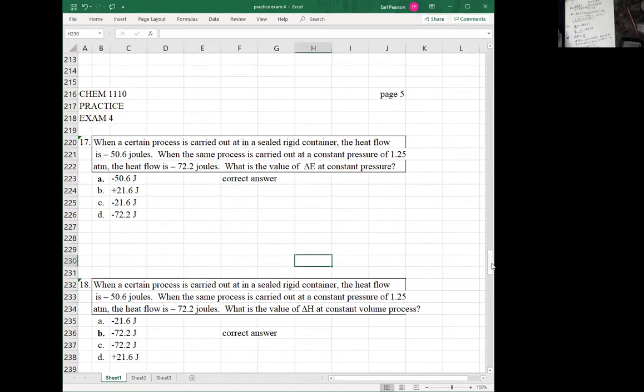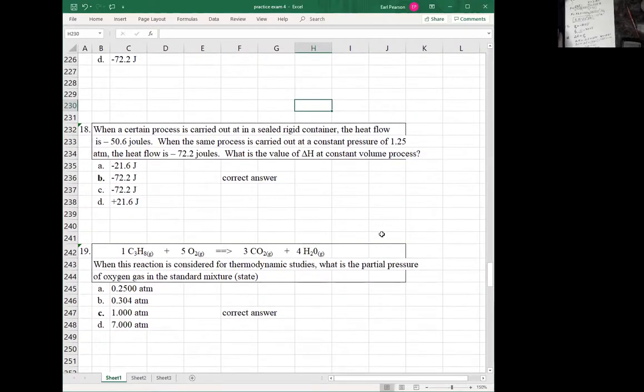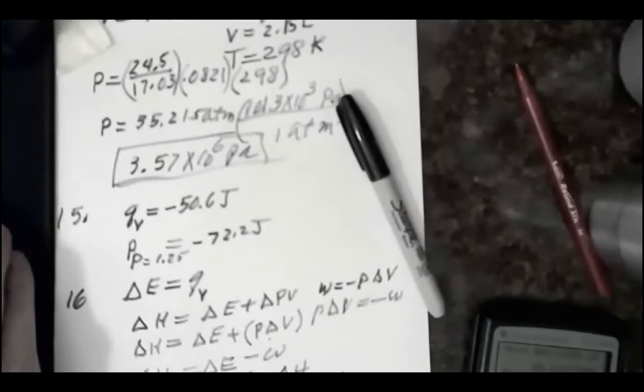Number 18. What's the value of delta H for this process? Well, we've already said that. That's going to be the heat flow at constant pressure. It's minus 72.2. Okay, let's stop right here, and we will pick up here in a later video, or we will do it on Friday, one or the other.